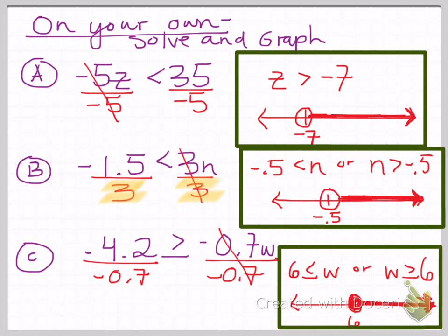And C, 6 is less than or equal to w, or w is greater than or equal to 6. Okay, you should have closed that circle and shaded to the right. In this case, you should have flipped. Do you see how we flipped it? You should have flipped because you divided by negative 0.7. Way to go, you're done.